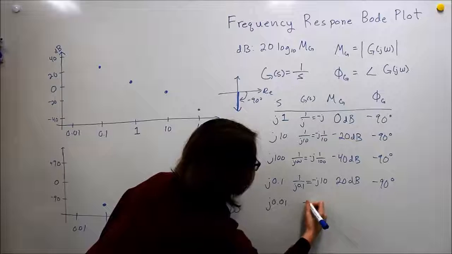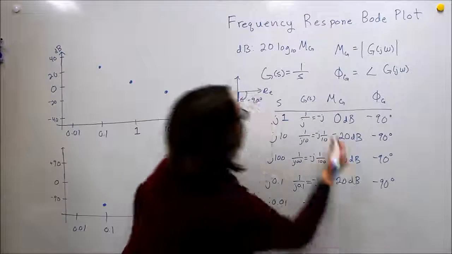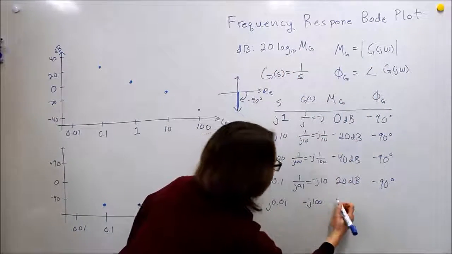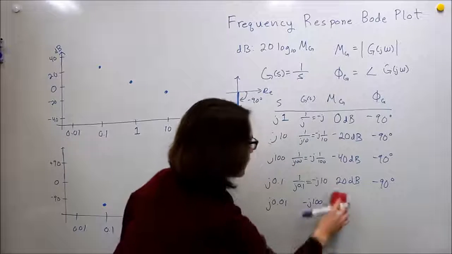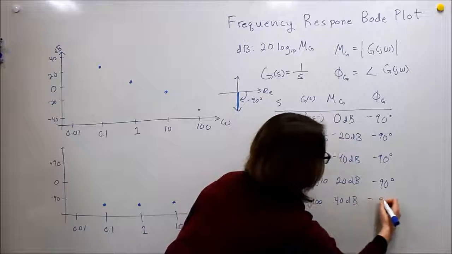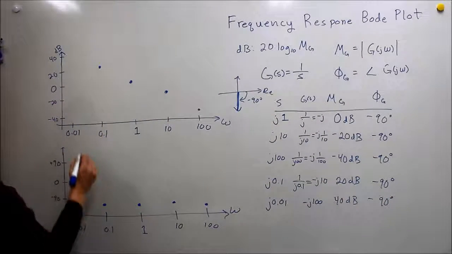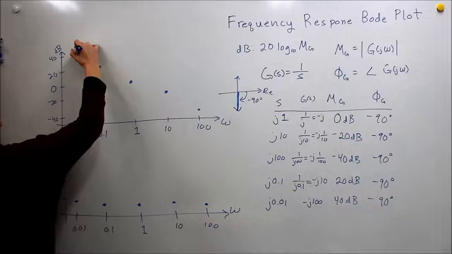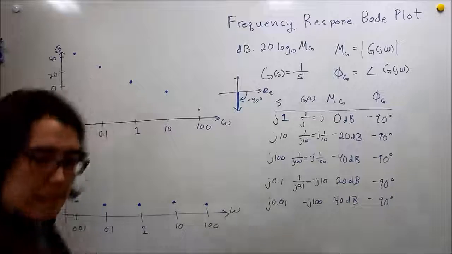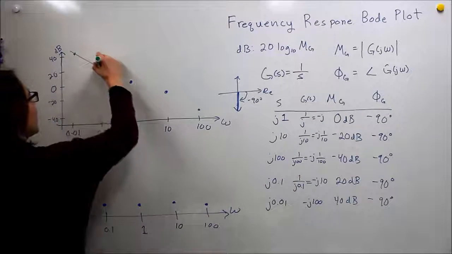We'll get negative j100 here. Take the log of the magnitude, right? And then we'll get positive 40 dB and still negative 90 degrees. So our last point here, negative 90, positive 40. So if we look at the trend, we'll see that now we have a line.